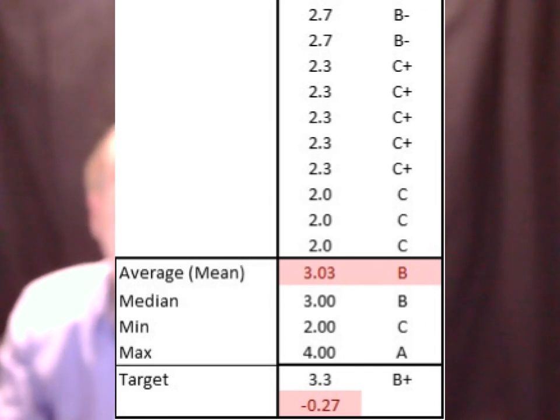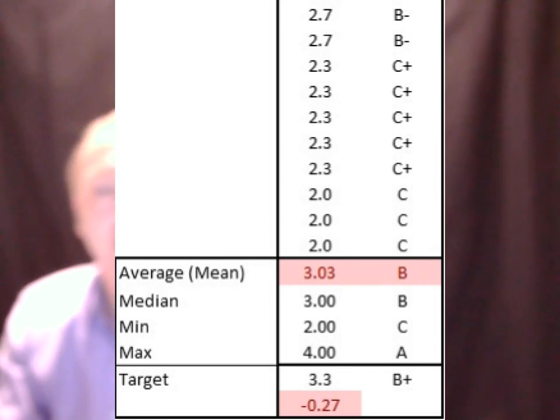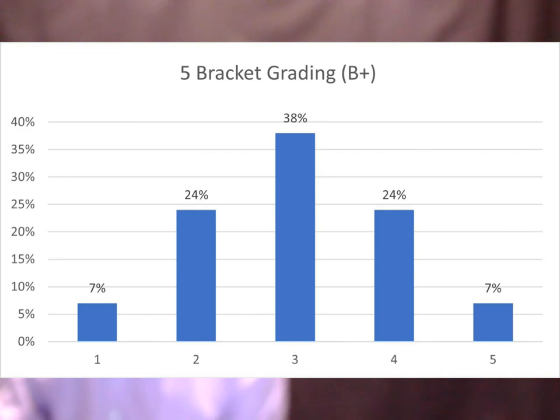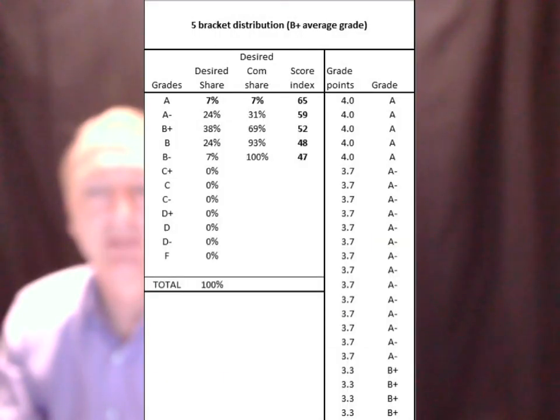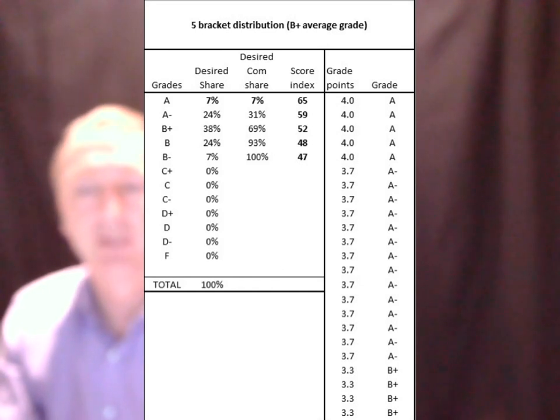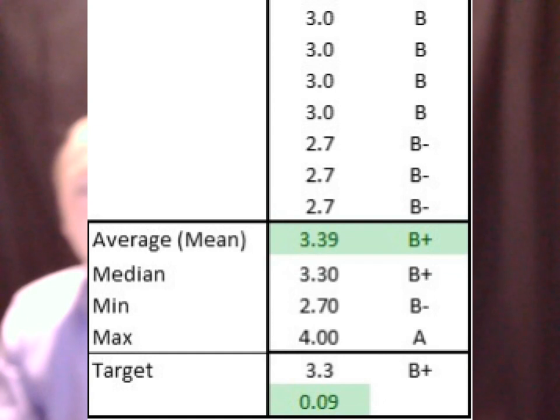The last one I have is a 5 bracket distribution model. Here you can see the 5 brackets go from A to B minus: 7%, 24%, 38%, 24%, and 7%. With this grade distribution, we will hit B plus because that is the bell curve's average. We use the same method. Here you can see the different score indexes, and on the right side you can see the different scores that align against these score indices. And at the bottom here you can see that we do have in fact a B plus as the average grade, which is where we need the grade to be.